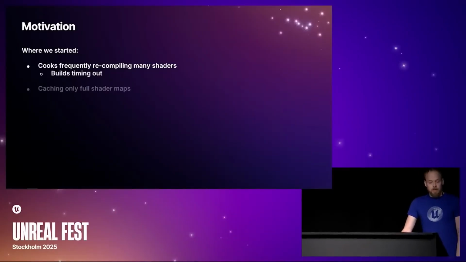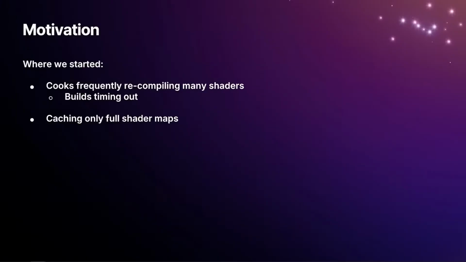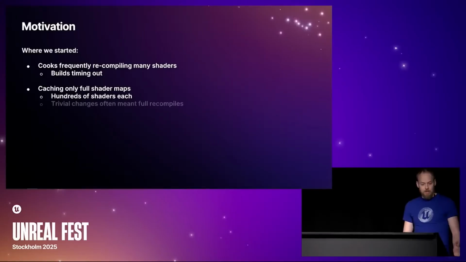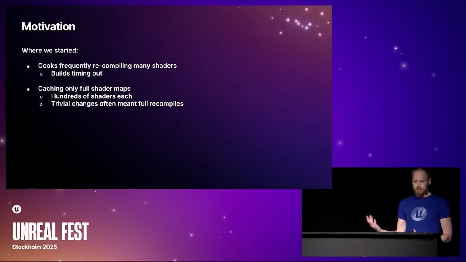Now, the main driver of this problem here was just frequent shader code changes from our rendering team, stressing the shader derived data cache mechanism, DDC we call it. So we're only caching full shader maps. Full shader maps generally contain tens to hundreds of shaders each. And the cache key of these shaders was based on a hash of all the source and a bunch of other settings that went into the shaders in that shader map.